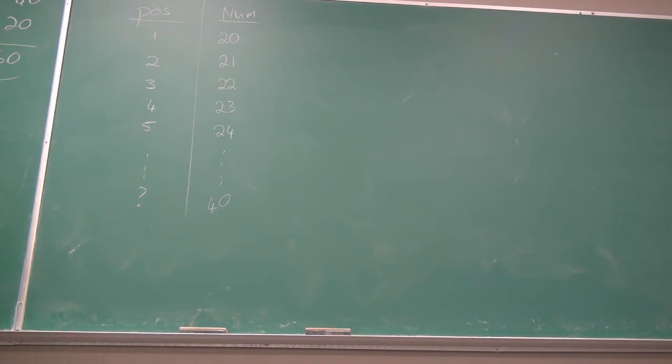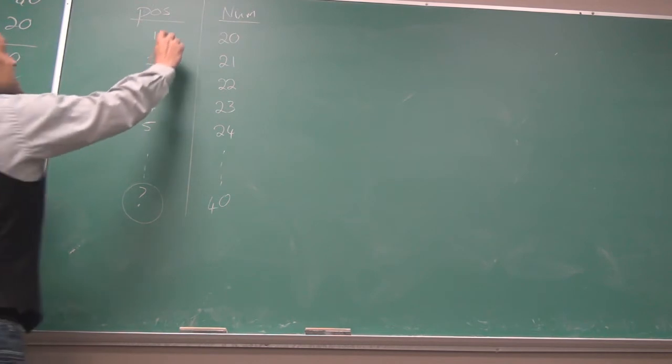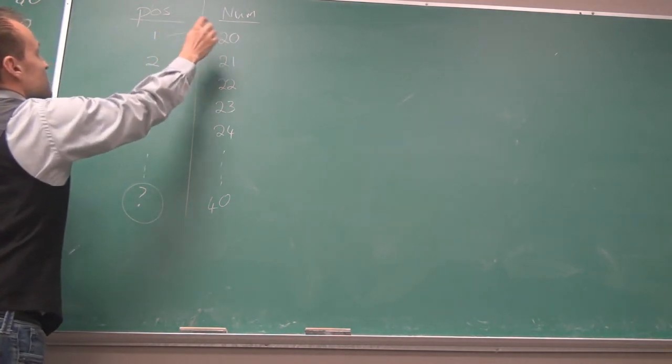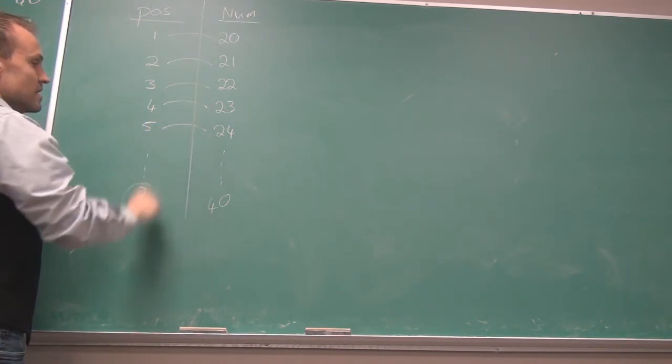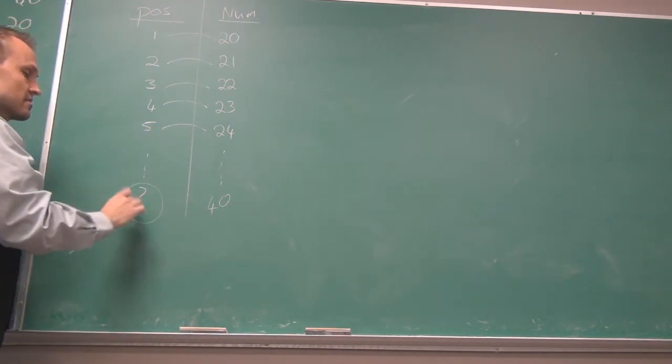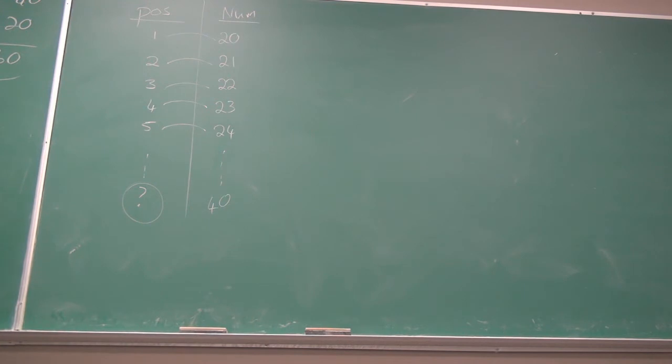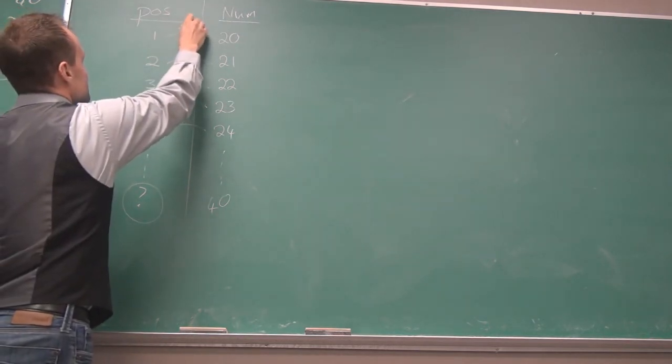Okay, so how do I determine this guy? Well, what I need to do is find the link between the position and the number, and then I can reverse that link to find that position. What is the link between 1 and 20? Now, there are many answers. I'm looking for one that would work every time. How can I get from 1 to 20? What can I do? I could add 19.